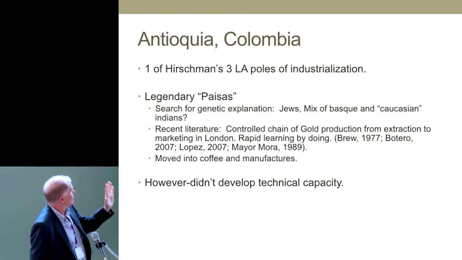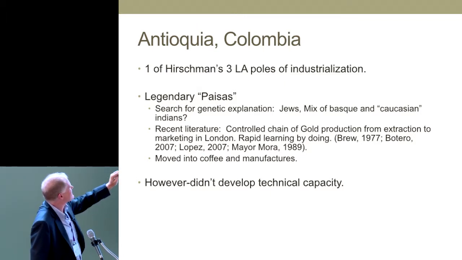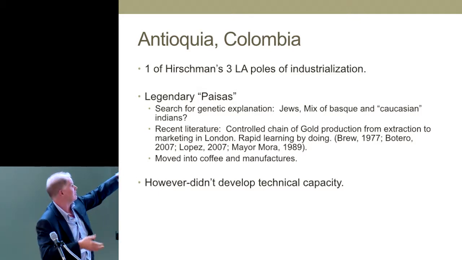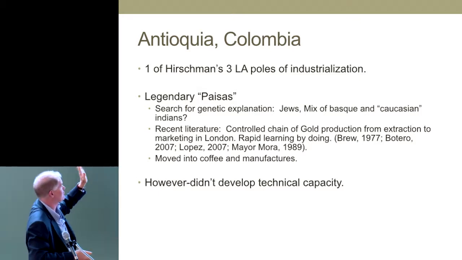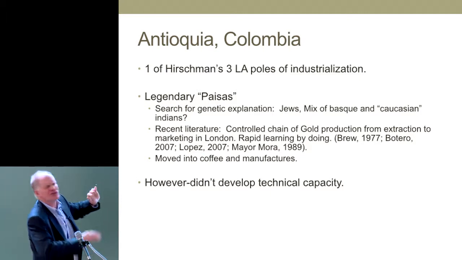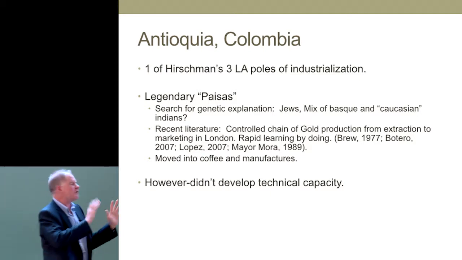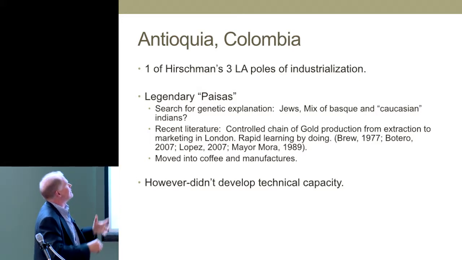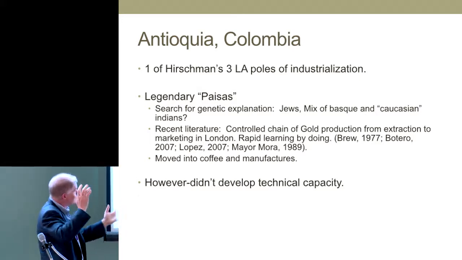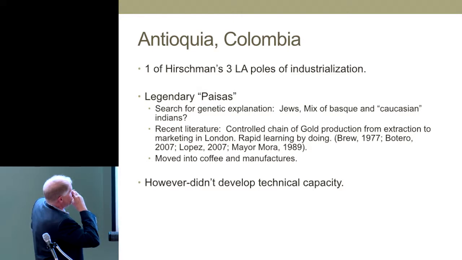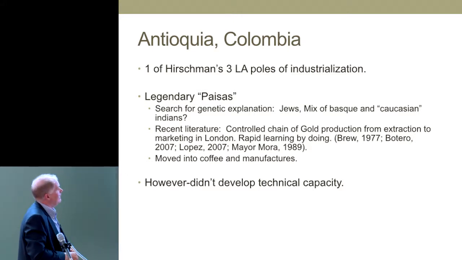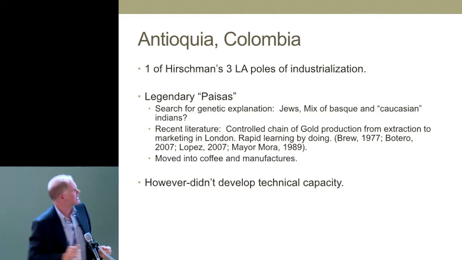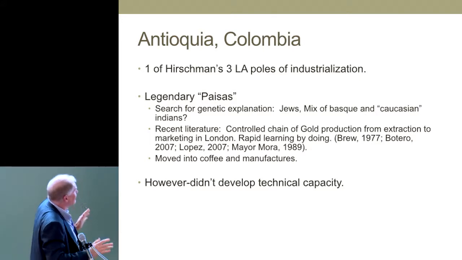Antioquia, Colombia. This is a very interesting case. These guys, who remember are way overrepresented among the locals in industrialization, are like one of Hirschman's three poles of development. They're so famous that people searched for all sorts of interesting stories about why these paisas, as they're called, did so well. So the Jews were escaping the Inquisition in Cartagena, and so they moved up to the mountains where it was more rugged. Or there was a mix of Basque and Caucasian Indians. Not defined what a Caucasian Indian is, but fine.